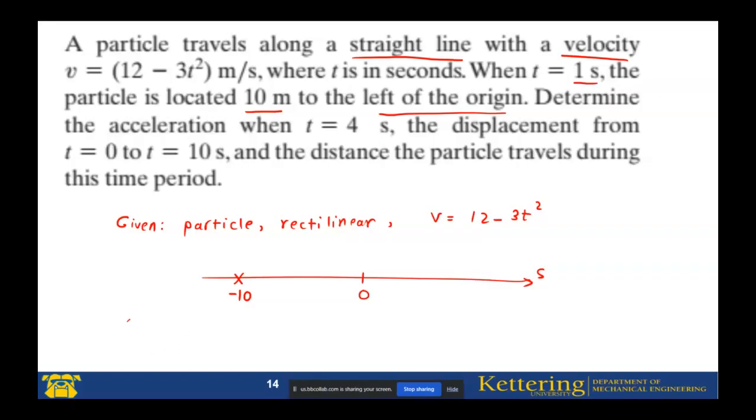What we are looking to find is the acceleration at t equal 4 seconds. Also, what is the displacement? It will be the difference between S10 minus S0. S10 is the position at 10 seconds, S0 is the position at 0 seconds. And also, what is the total distance? These are what I'm looking for in this problem.